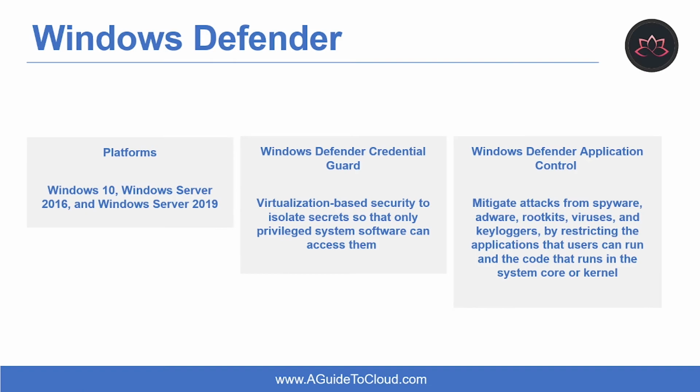And Windows Defender Application Control helps mitigate these types of threats by restricting the applications that users can run and the code that runs in the system core or kernel. Policies in Windows Defender Application Control also block unsigned scripts and MSIs, and Windows PowerShell runs in constrained language mode.